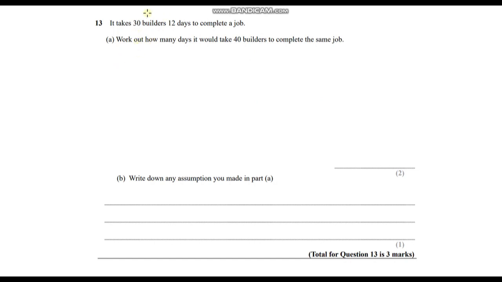Question 13. It takes 30 builders 12 days to complete a job. Work out how many days it would take 40 builders to complete the same job. So let's write this down. 30 builders equals 12 days. We need to work out how long it takes 40 builders.